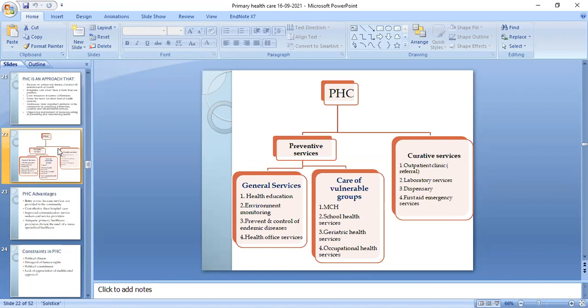In curative services, care is given at the outpatient clinics, and care can be given at the laboratory investigations, at the dispensaries, and first aid emergency services.